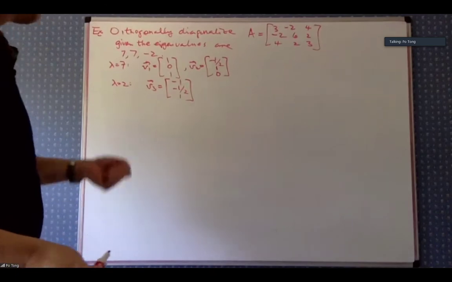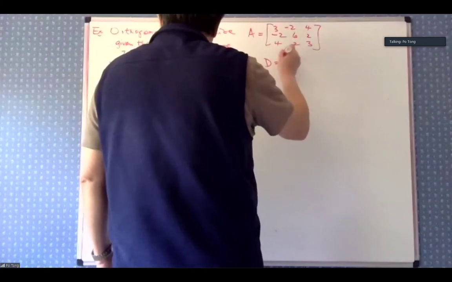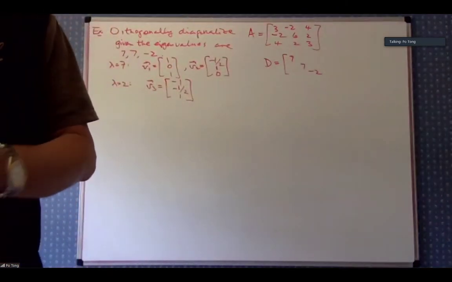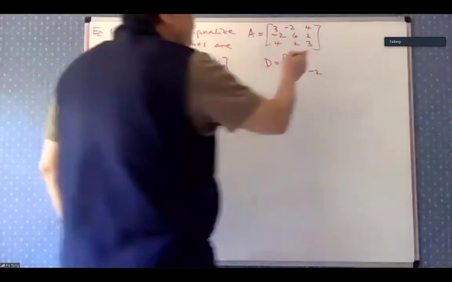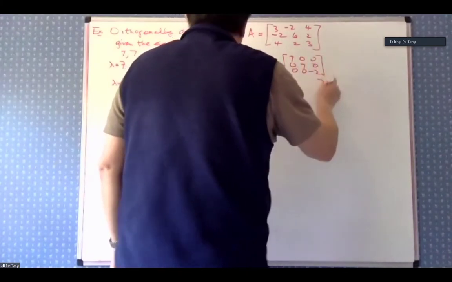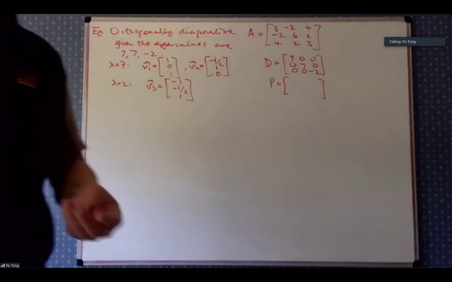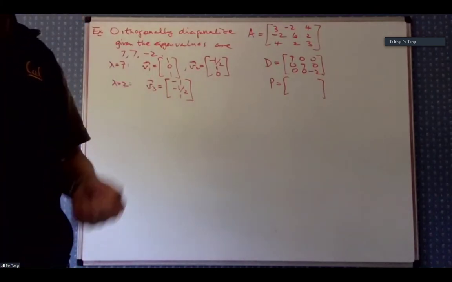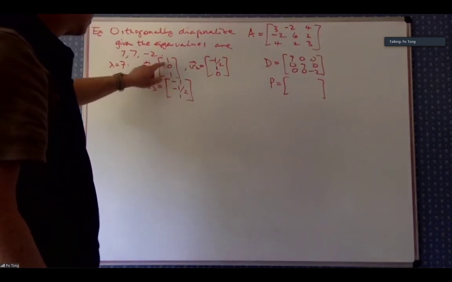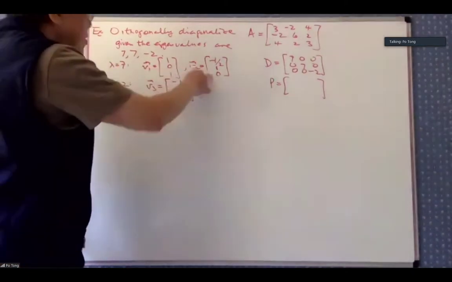We need to find this matrix D. Okay, this is the matrix D. It's going to be 7, 7, minus 2. And the matrix P will be eigenvectors. We want to find 3 orthogonal eigenvectors. These guys are all going to be orthogonal already from these two, it works out. But V1 and V2 are not orthogonal.